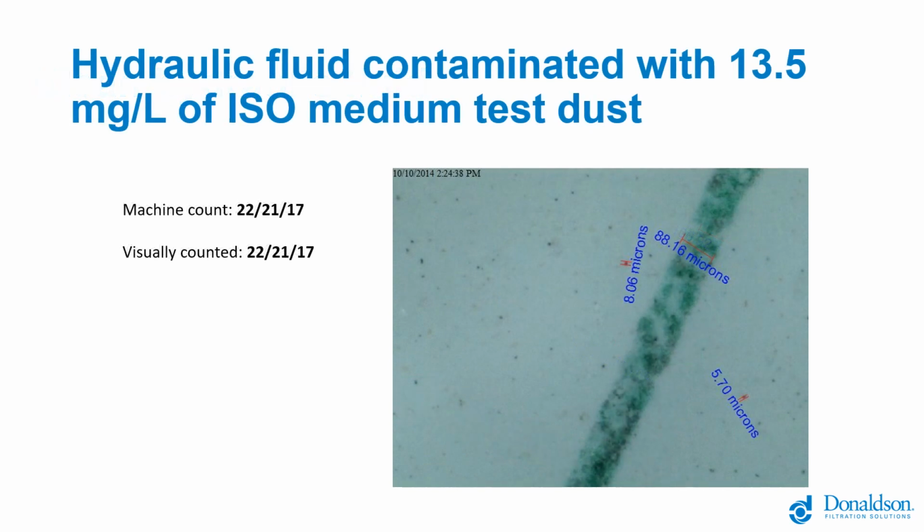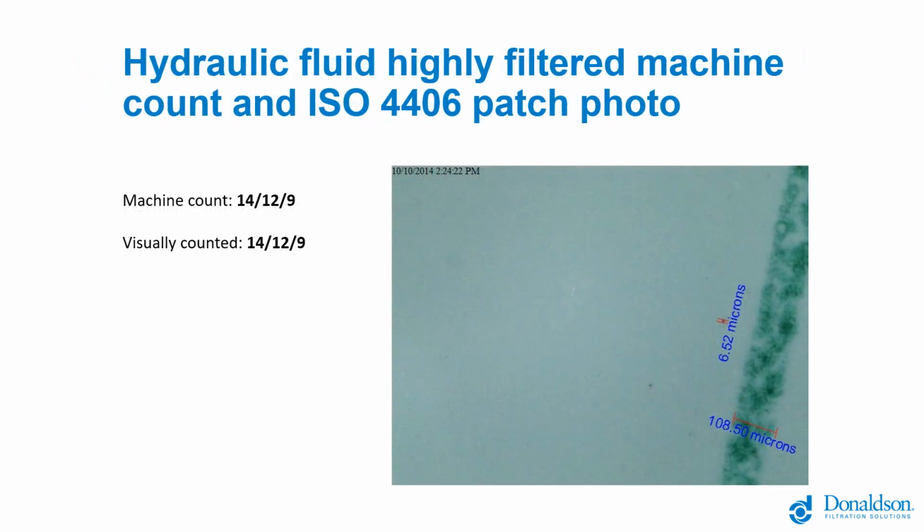And with some debris added to it, you can see it's gotten dirtier. The machine count goes up. Visually, there's quite a few particles there. Filter it back out, and we go back down to a very clean sample. The machine agrees that it's very clean, and visually there's very few particles. That's the way things are supposed to act, and they do, provided you don't have any of this anti-foam additive package in your oil sample.